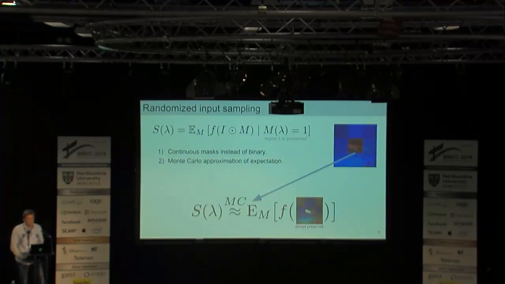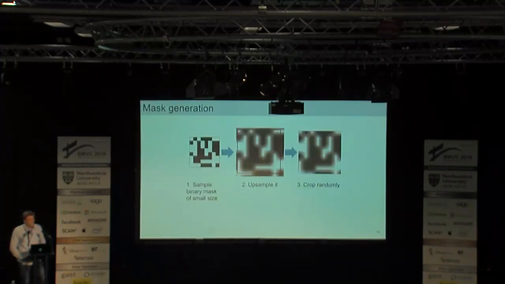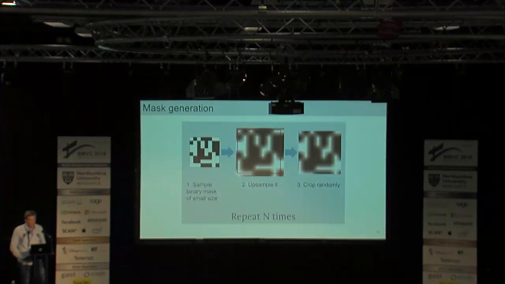The second approximation we use is that we are not computing the expectation properly. We are just sampling a small fraction of possible masks. That results in a Monte Carlo approximation of that expectation. Just a couple of words on how we generate our masks. We start by generating a smaller size binary mask, and we upsample it to a higher than image resolution, and then we randomly crop the image-sized region from that. We do this multiple times to get the number of masks we need.